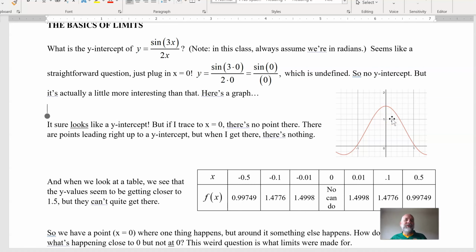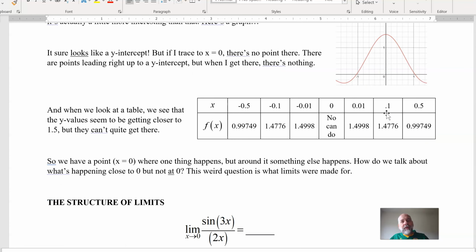But if you graph this on your calculator, make sure you're in radians. Switch your calculator to radians and never take it off radians in this class for the rest of the year. But once you do that, then you trace there. If you trace to 0, you get undefined. But if you trace close to 0, you get a number, and it looks like it's pretty close to 1.5.